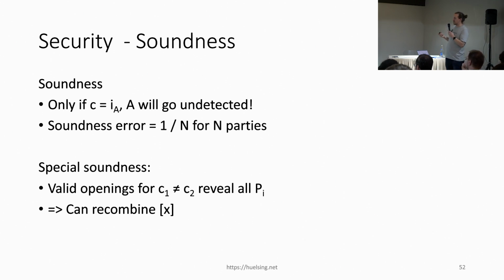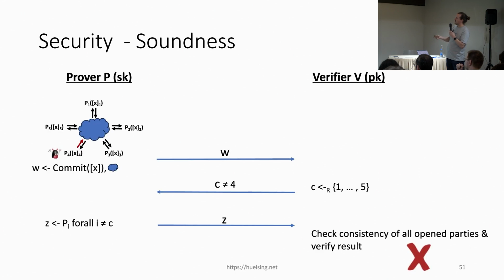I also get special soundness, and I think in this case it is pretty obvious. If I get two openings for different challenges, which verify correctly, then I learn all the secret shares of x. Which means I can just recombine, right? I just sum up all the shares of x, I'm happy.